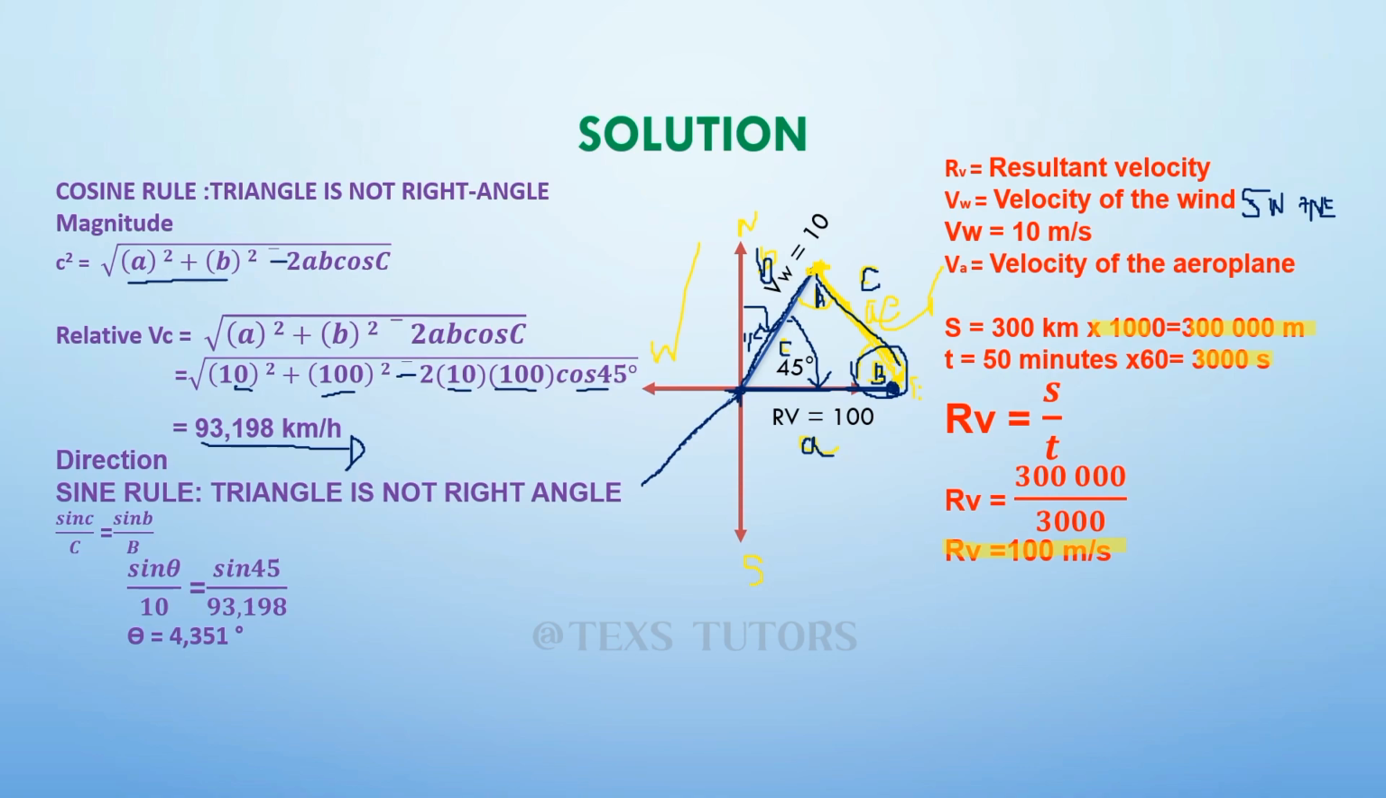So the angle I have is already C. I'm going to say sine C over C is equal to sine B over B. Side C is 10. So sine theta over 10 is sine 45 over 93.198. So my angle is going to be 4.351 degrees. And we still need to state whether it's going north, south, east, or west.